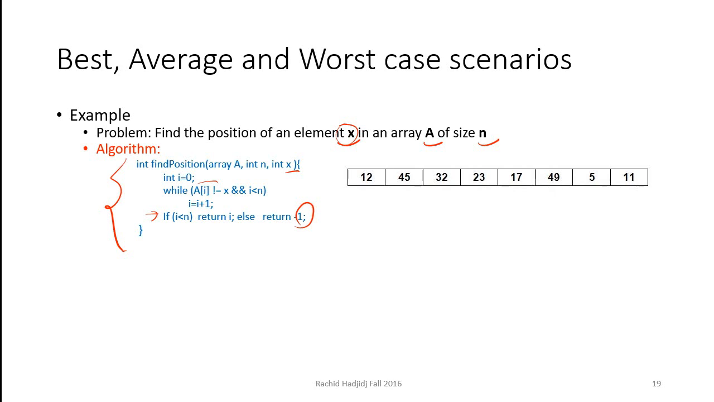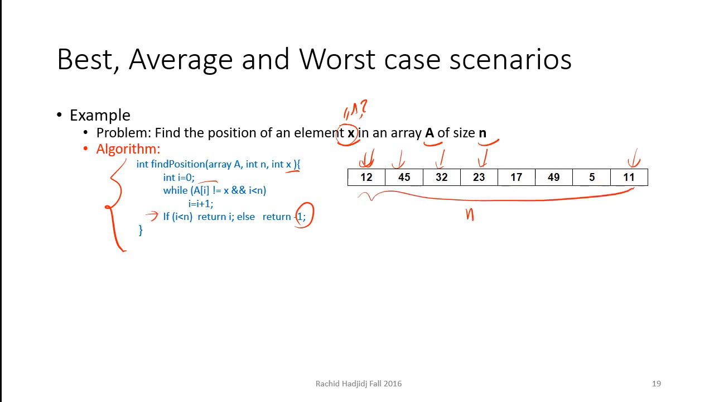For instance, if you give me value 12, x is equal to 12, what I'm going to do is just compare it with the first one, and we'll find it and we return position 0. But if you give me, for example, value x equal 11, well, I'm going to be comparing with the first one. It doesn't match, the second one, the third one, etc., up to the last one. So I have to go through all the elements, and the number of comparisons is going to be n.